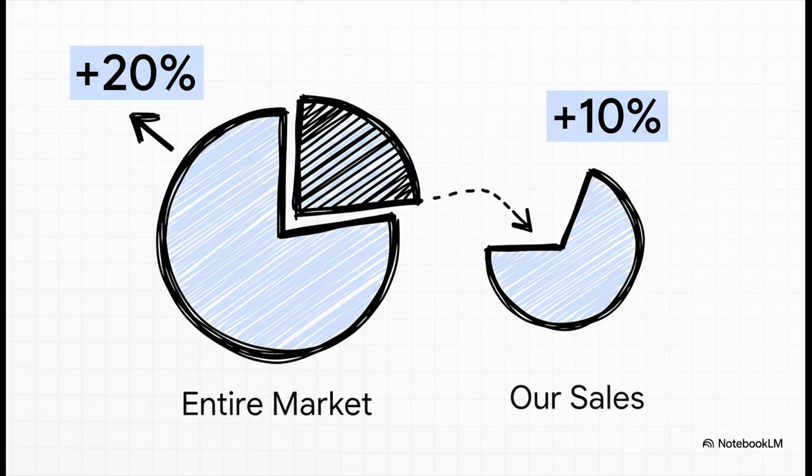Well, hang on. Because what if I told you that the entire market, all your competitors, the whole industry grew by 20%? Whoa! Suddenly that 10% gain doesn't look so hot, does it? It actually means we fell behind. We lost our slice of the pie. And that is the exact kind of mystery we're going to solve with advanced variance analysis.